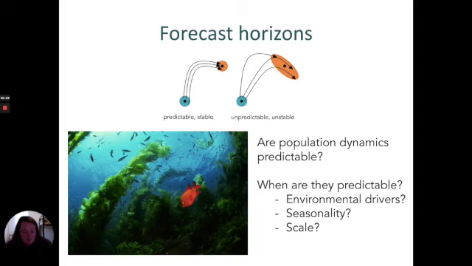So not only are we asking, are population dynamics predictable, but also when are they predictable? Are there certain environmental conditions under which systems are more predictable or less predictable? Are there certain times of the year where they're more or less predictable? And are there differences in scale? So both spatial scale, but also, here I'll talk a little bit about biological scale. So are they predictable at the level of population dynamics, functional group dynamics, trophic level dynamics, etc.